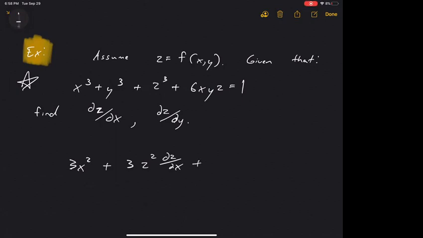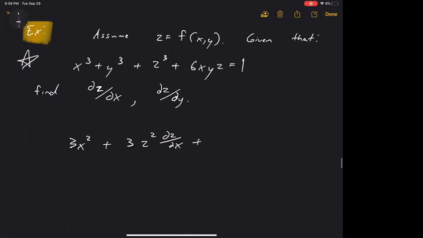And then I continue on. What's the derivative of 6xyz with respect to x? That would be the product rule, because I have x here, and I'm assuming z is a function of x. So it would be 6yz plus 6xy dz/dx, equals, what's the derivative of 1 with respect to x? 0. And then I can drop these parentheses here.